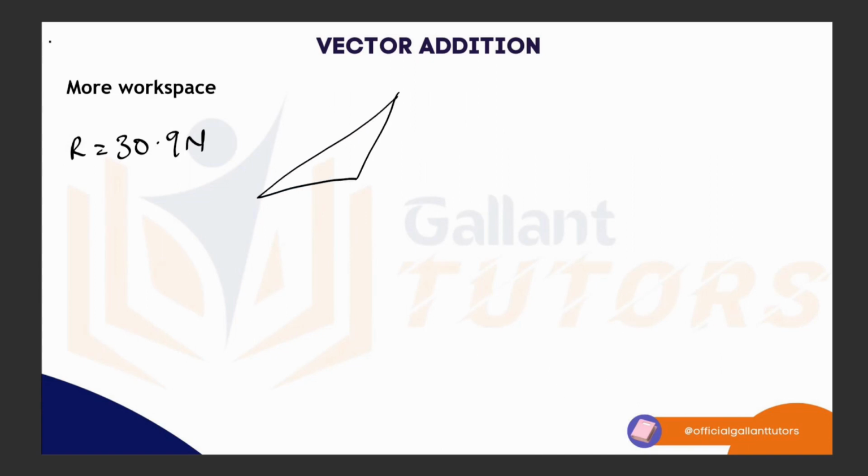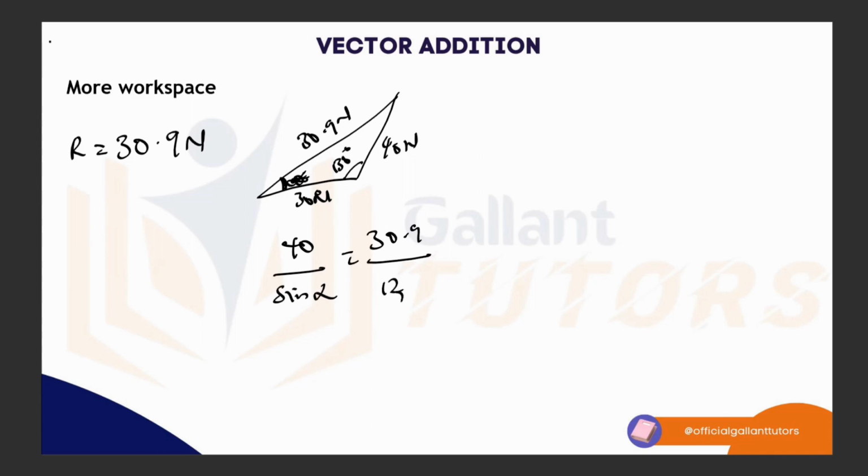So we'll have something like this. 130 degree, 30 Newton and 40 Newton, and here's a 30.9 Newton. Is that clear? So this will be our direction. The same procedure. 40 divided by sine alpha is equal to 30.9 divided by sine 130. Is that clear?